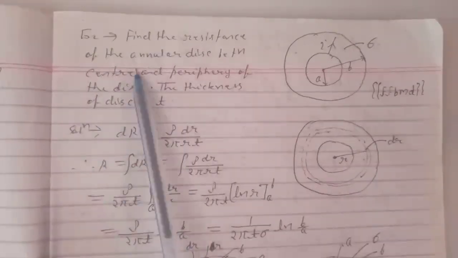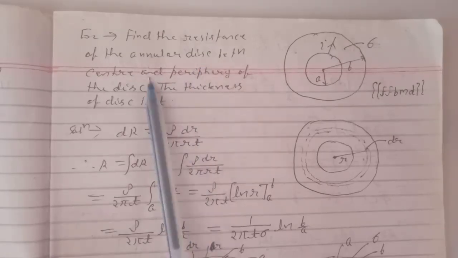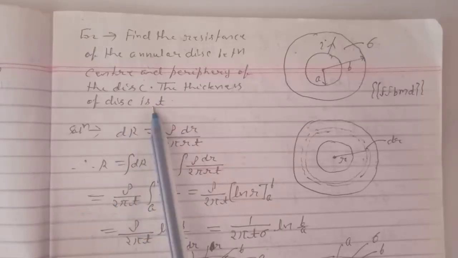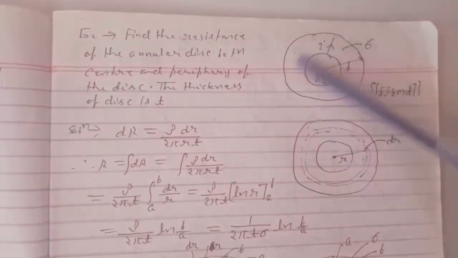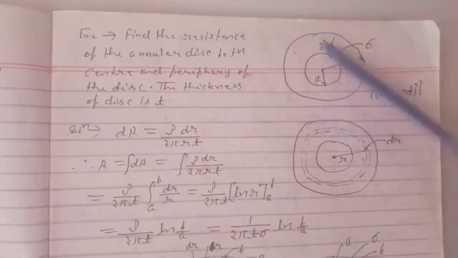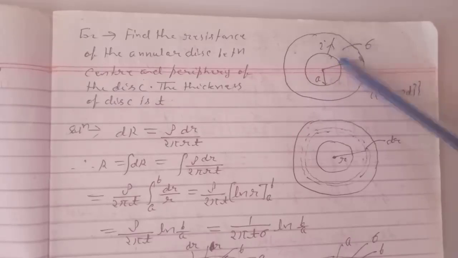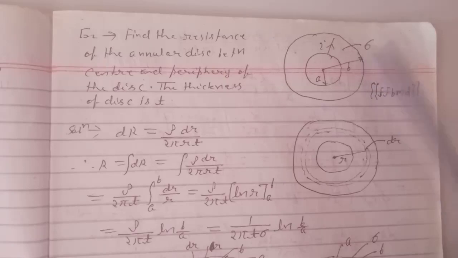Find the resistance of an annular disc between center and periphery of the disc. The thickness of the disc is t. Here current is flowing this time, and this is a disc, not a sphere. This is a circular disc, an annular disc. This part is hollow, and in this part material is filled of conductivity sigma.